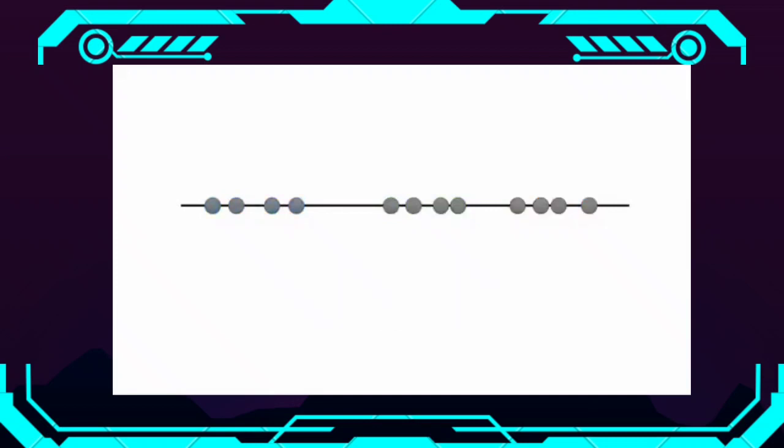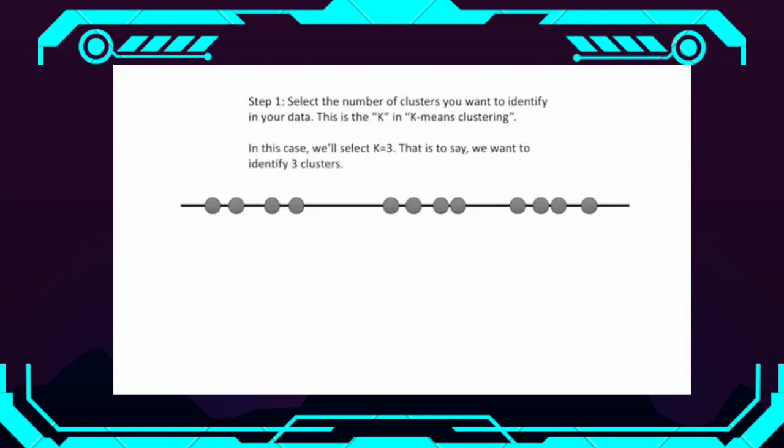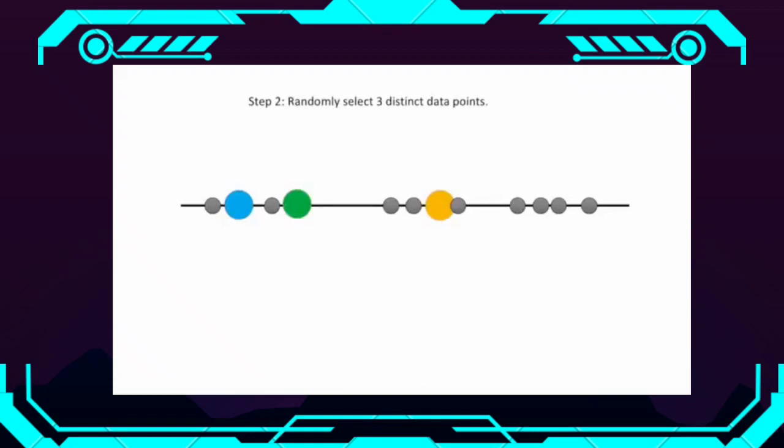We'll start with raw data that we haven't yet clustered. Step 1. Select the number of clusters you want to identify in your data. This is the K in K-means clustering. In this case, we'll select K equals 3. That is to say, we want to identify 3 clusters. There is a fancier way to select a value for K, but we'll talk about that later. Step 2. Randomly select 3 distinct data points. These are the initial clusters.